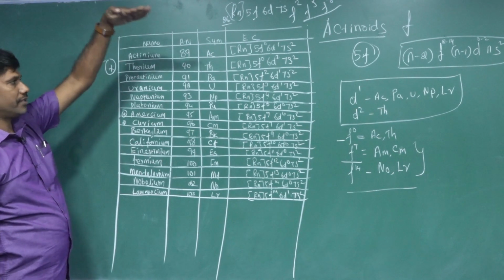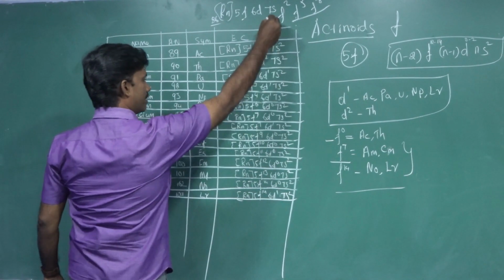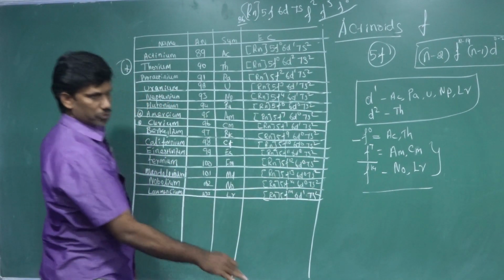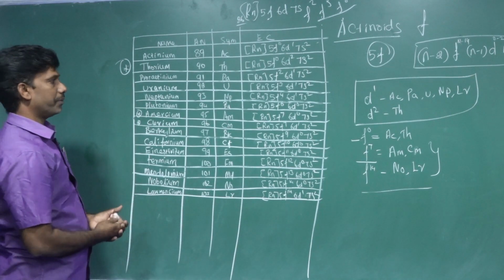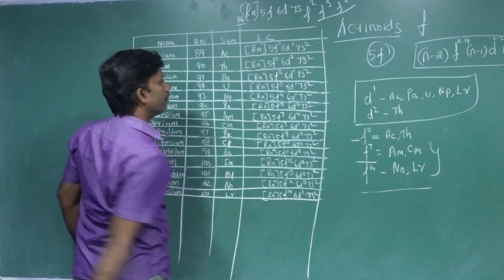Radon 5f6 7s2. Look here, the s can be easily filled in all 15. You will find all of them are 7s2, no changes. Very easy to reproduce. We need not bother about the 7s, all of them are the same.